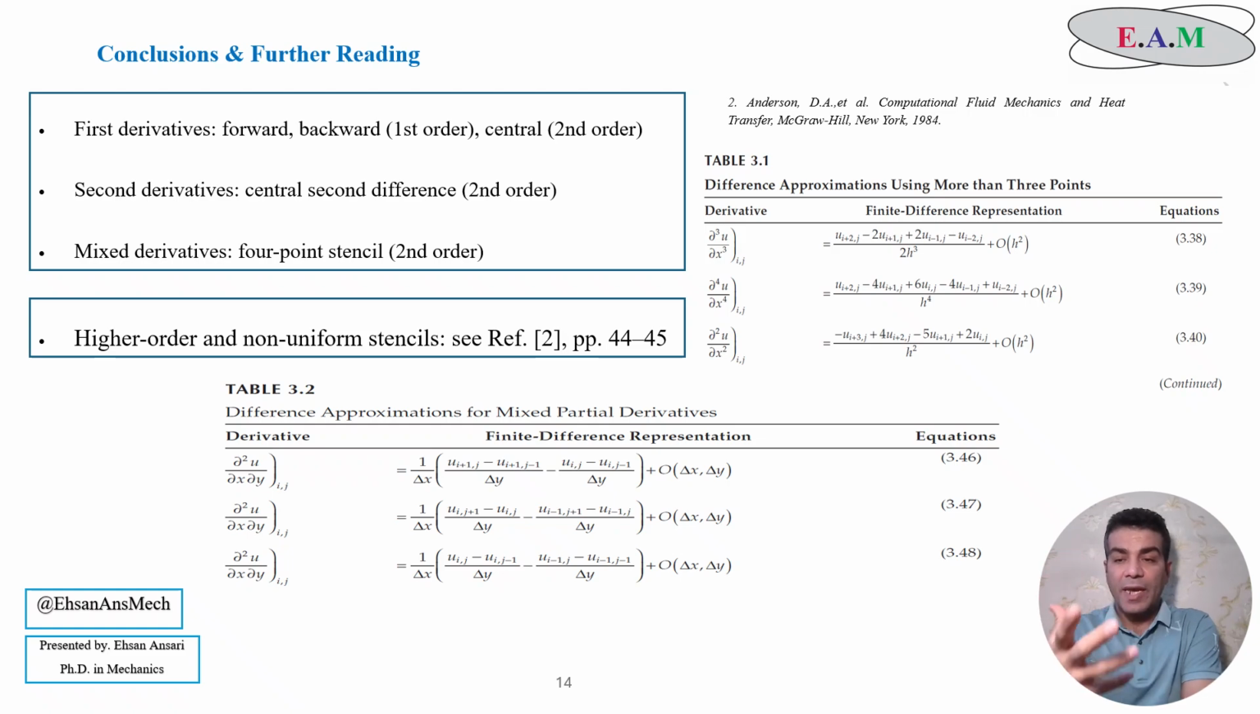In summary, Taylor series expansion gives us a systematic way to derive finite difference formulas of any order. We've covered the common 1 and 2-sided stencils, extended to the second derivative and mixed formulas. For a comprehensive table of even higher order and irregular grid formulas, see pages 44-45 of the reference text.